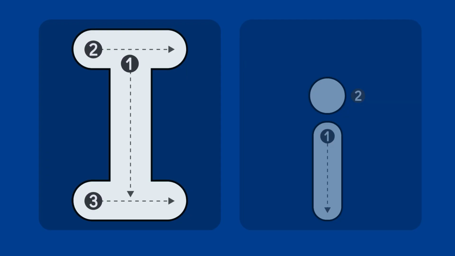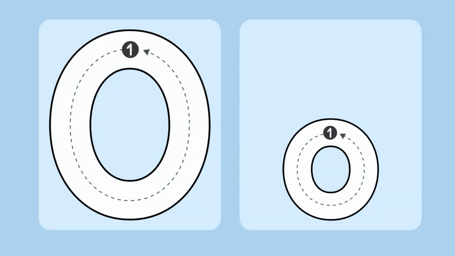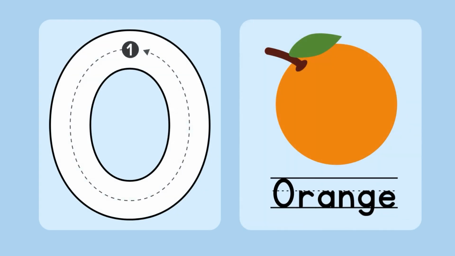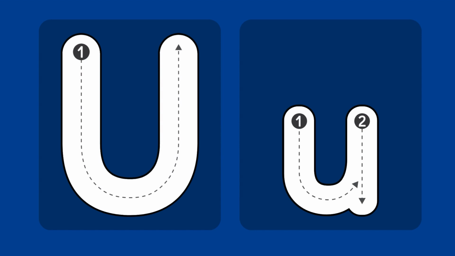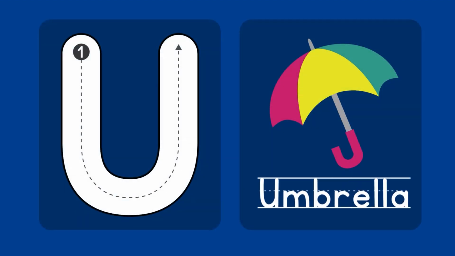For I. I for ice. This is how you write O. O for orange. Follow the number to write the letter. U for umbrella.